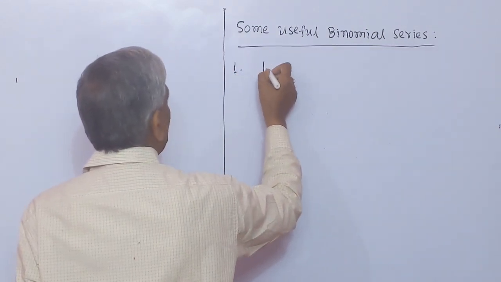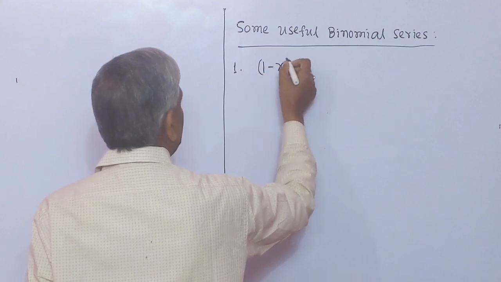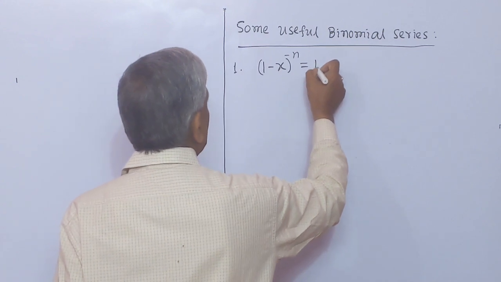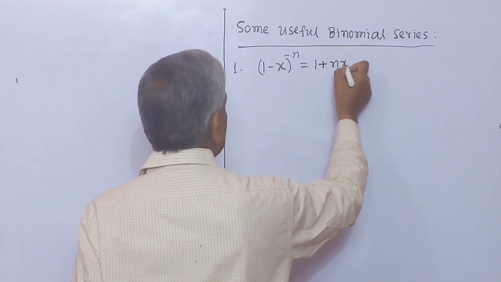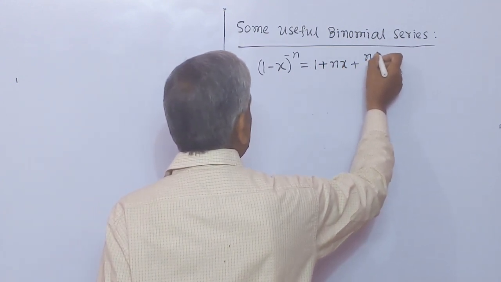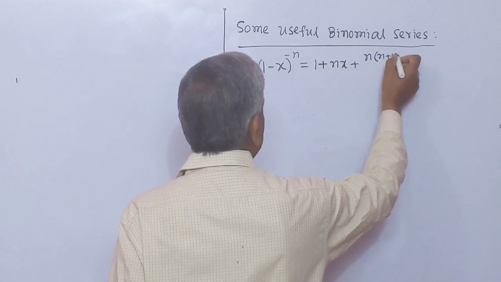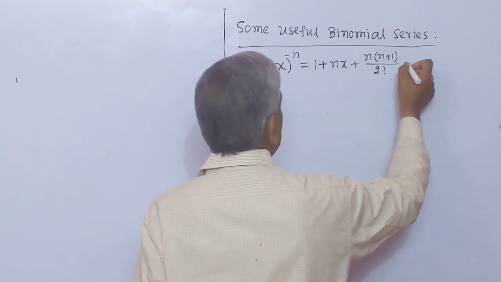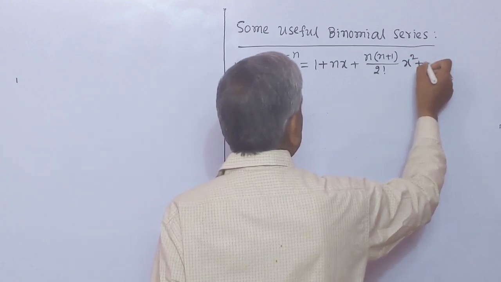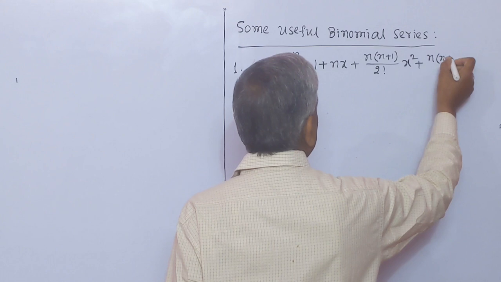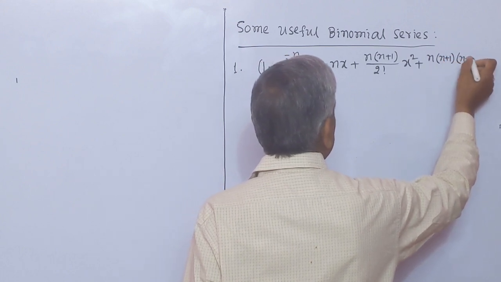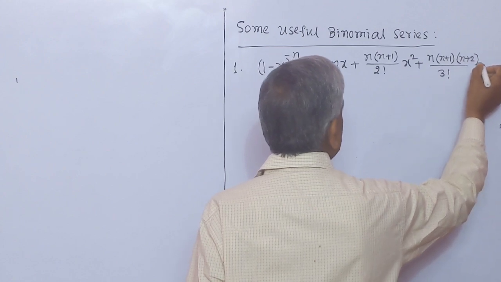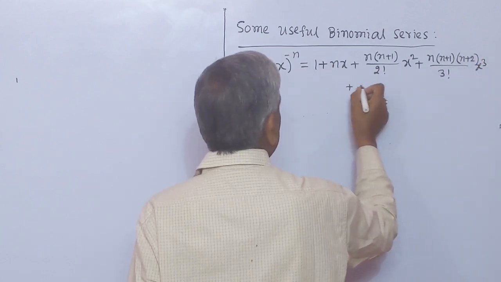Number 1: (1 minus x) to the power minus n equal to 1 plus nx plus n(n+1)/factorial 2 x square plus n(n+1)(n+2)/factorial 3 x cube plus dot dot dot.